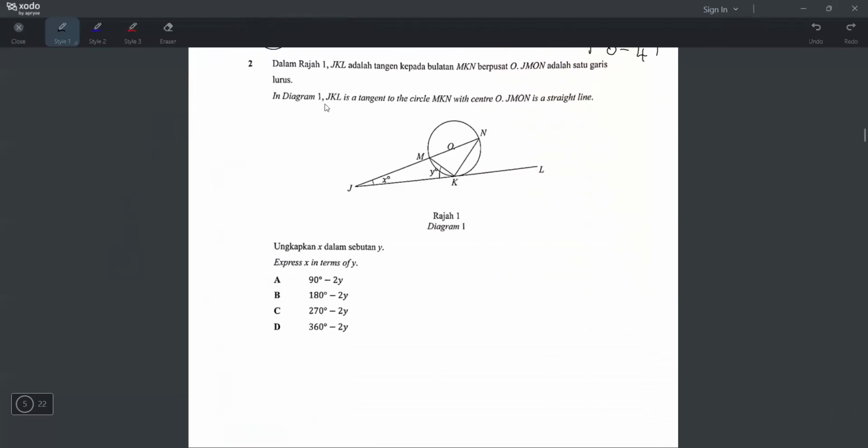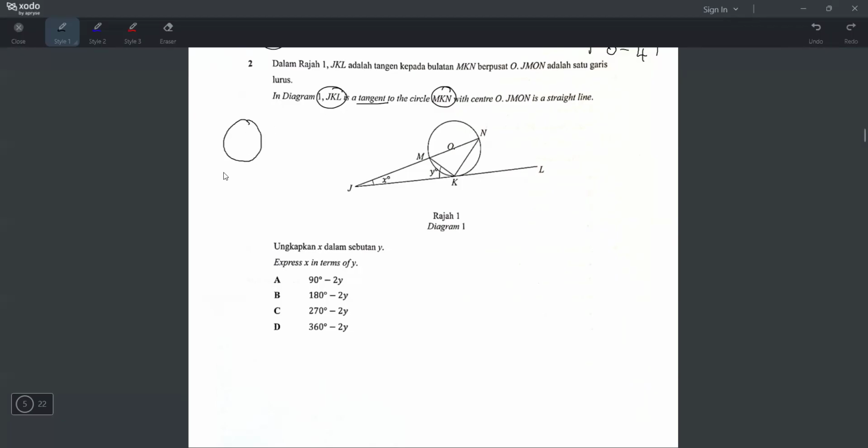Okay, question number 2. In Diagram 1, JKL is a tangent to the circle MKN. Whenever you see the word tangent, you need to think about 90 degrees. But there's not just 90 degrees. That one is the one everyone knows. There are a few more things that you need to know about tangents. So let me give you the notes.